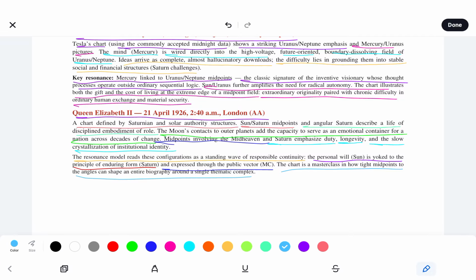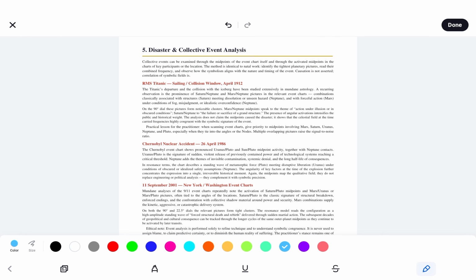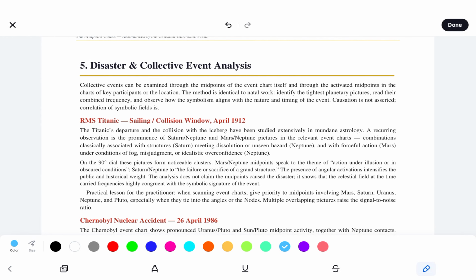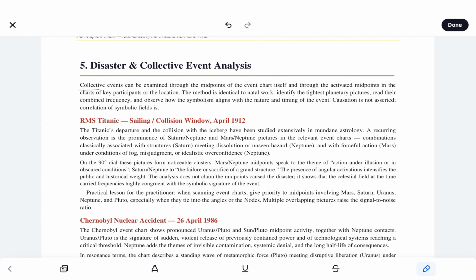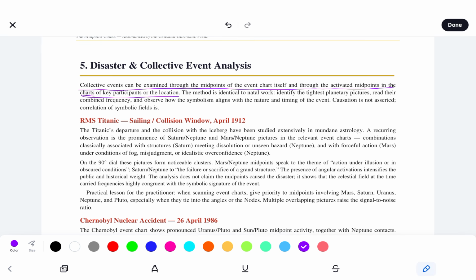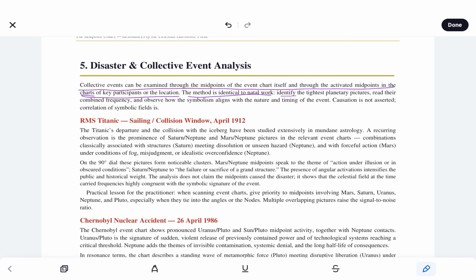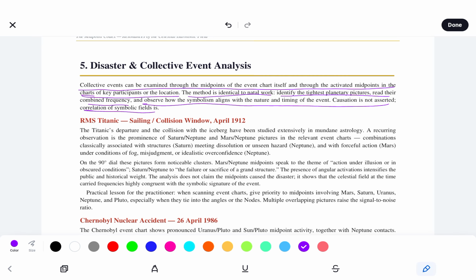Now we're looking at disaster and collective event analysis. Collective events can be examined through the midpoints of the event chart itself and through the activated midpoints in the charts of key participants or the location. The method is identical to natal work. Identify the tightest planetary pictures, read their combined frequency, and observe how the symbolism aligns with the nature and timing of the event. Causation is not asserted; correlation of symbolic fields is.